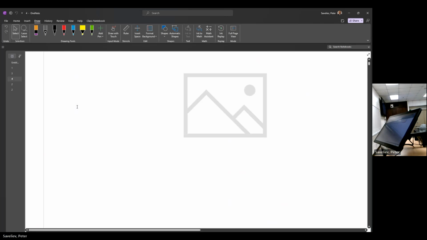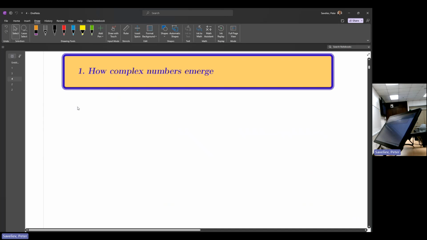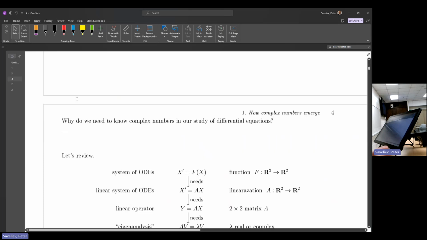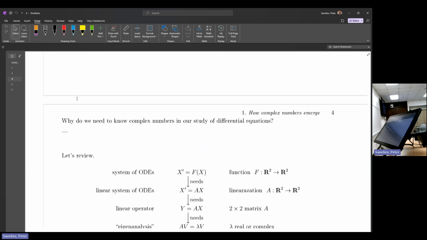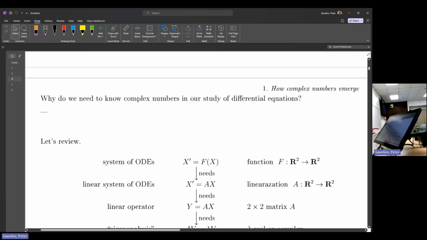Let me see. Let's review quickly how complex numbers emerge in our context. We haven't had any need for complex numbers in calculus up until this very point. So this is how it happened. We have a system of ODEs, which is simply a function from R2 to R2. Then we linearized it. We didn't discuss it at all in the two-dimensional case, and that replaced it with matrix multiplication. So what you see here is matrix multiplication, the second row.